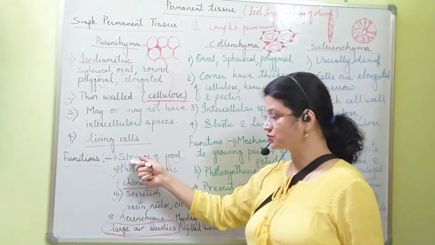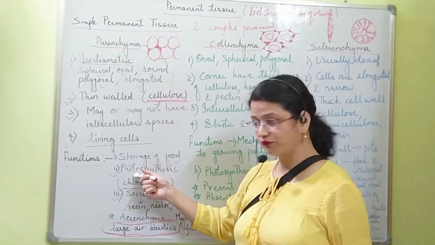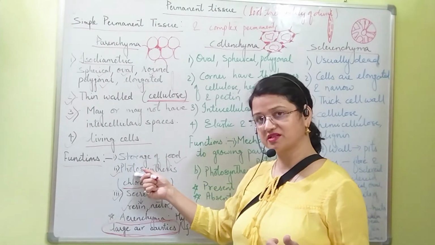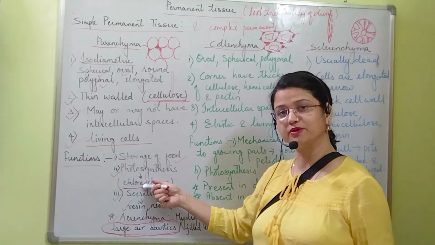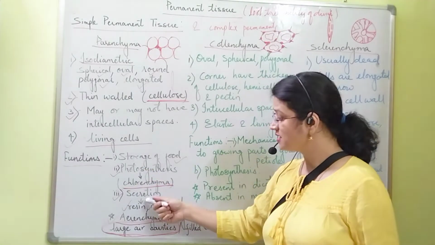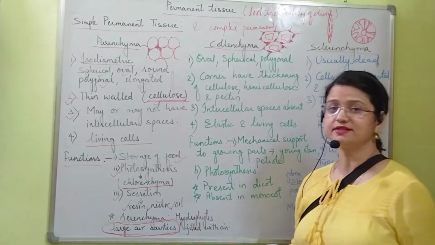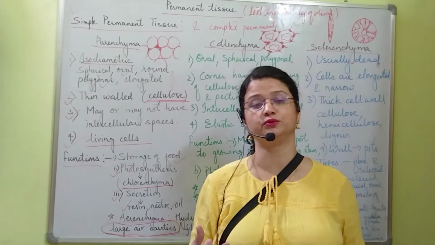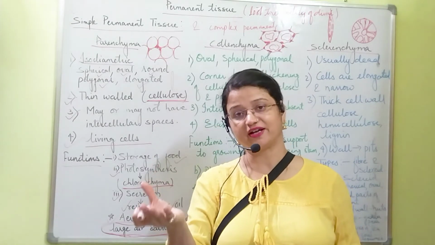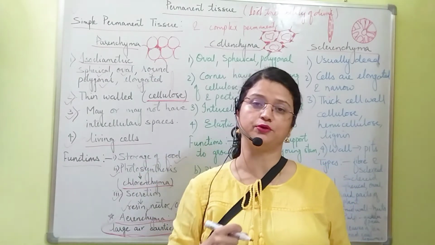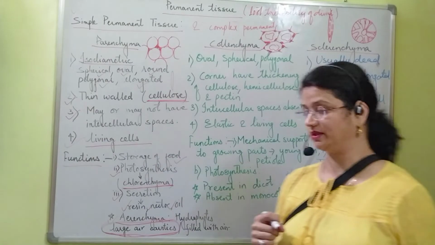They can do storage of food. They can do photosynthesis if chloroplast is present, and that type of cell will be known as chlorenchyma. They can do secretion, and in hydrophytes they will provide buoyancy to the plant, and they will be known as aerenchyma.